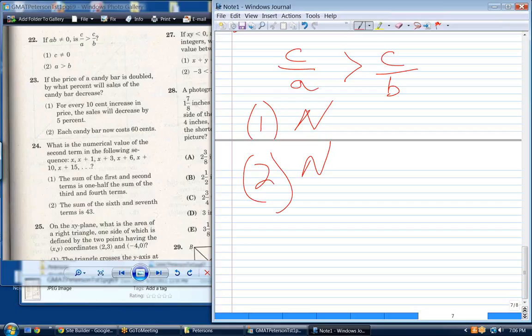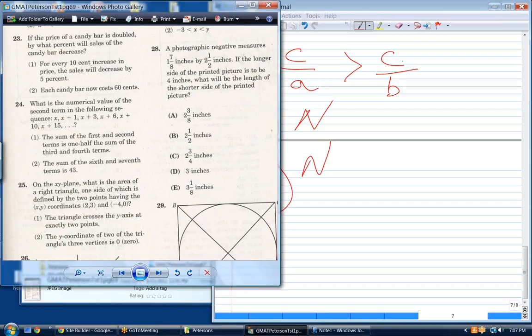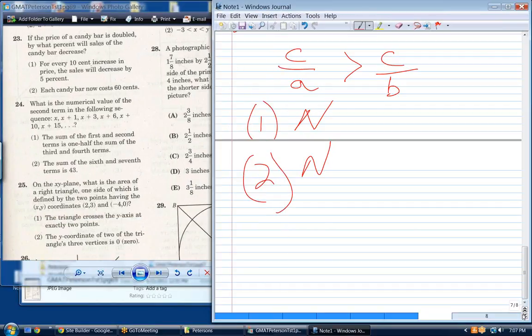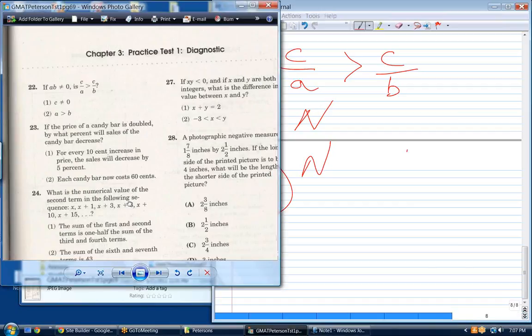And the only way I need to prove that to myself is by coming up with 2 situations like I did, where A was greater than B in one case, and this was smaller than this. But then in the other case where this was positive and that was negative, this came up bigger than this. As long as I come up with 2 answers, there's no way to tell. Well, can they work together? Well, that's what we were looking at.